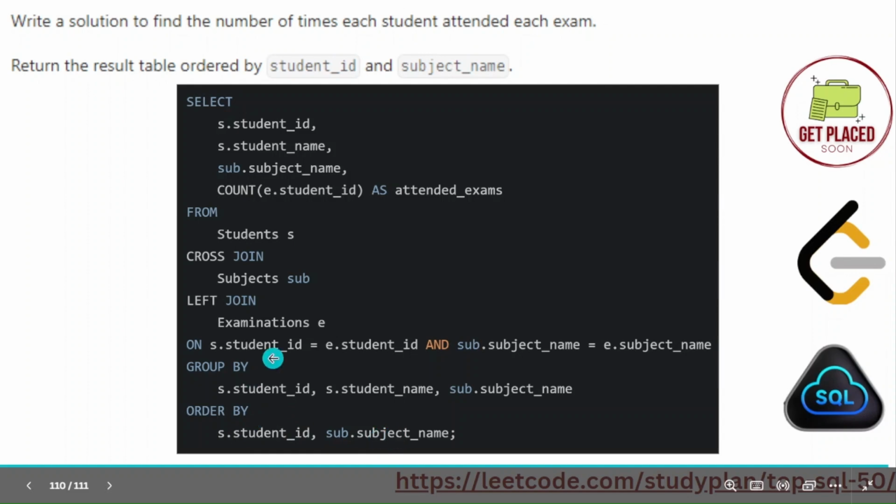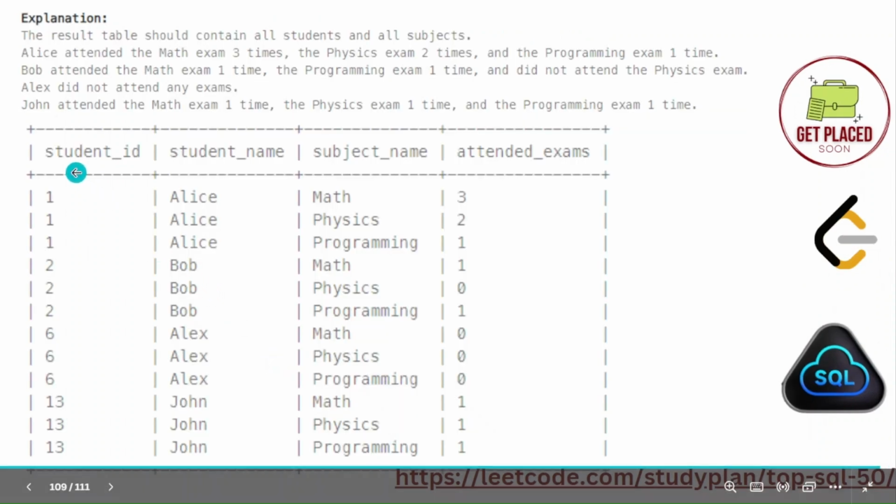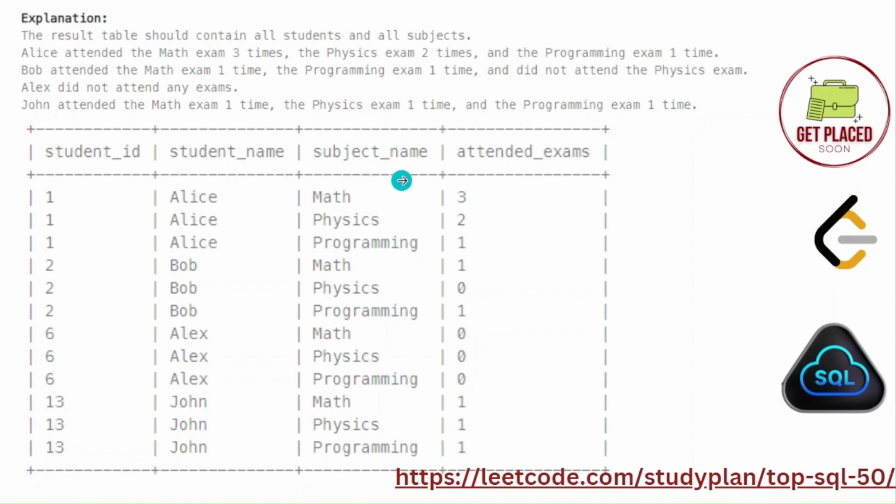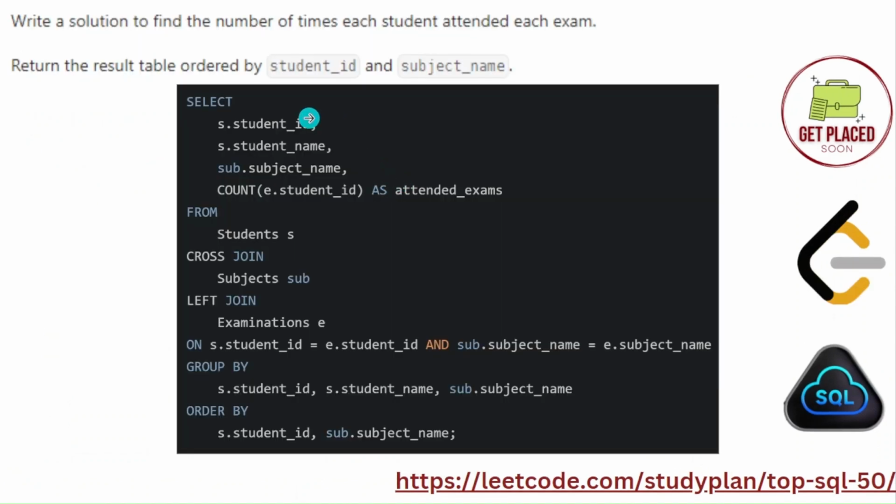In the output, what are all the columns we are mentioning? Student ID, student name, subject name, attended exams. Whatever columns you need in the output, you mention in the select statement. Student ID from the students table, student name from the students table, subject name from the subject table, and the attended exams column. This attended exams column comes from counting the student ID column in the examination table, and we write the number of times that person has attended. So this is how we write this code.